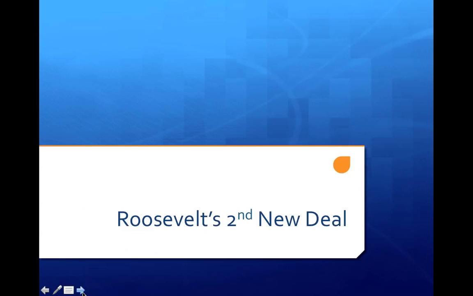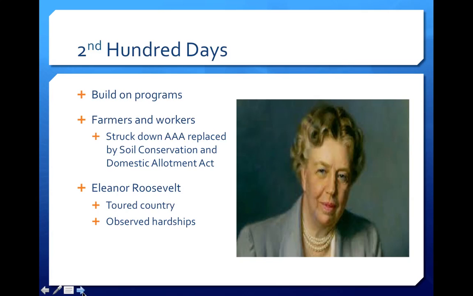Roosevelt's Second New Deal. Again, this New Deal will take place in the second 100 days, and his focus is to build on programs from the first New Deal. Again, the work programs were still raising employment wages. The Second New Deal, or the second 100 days, really focused on farmers and workers.